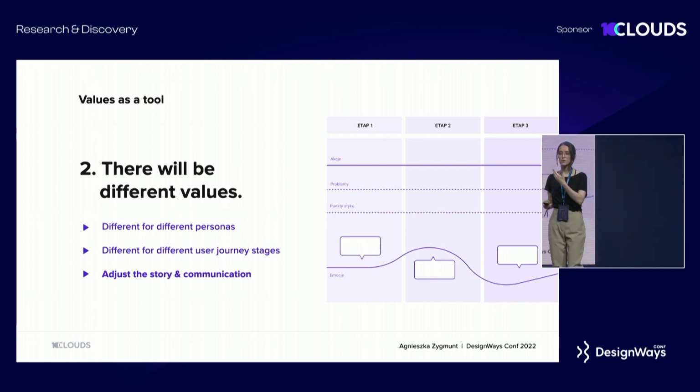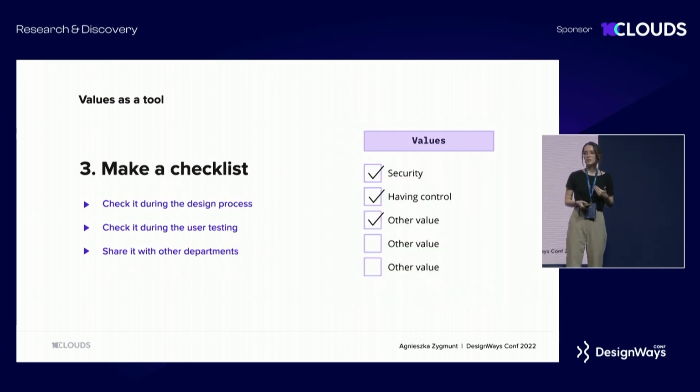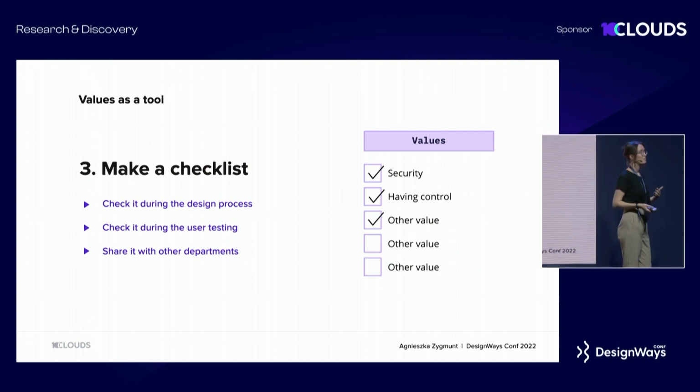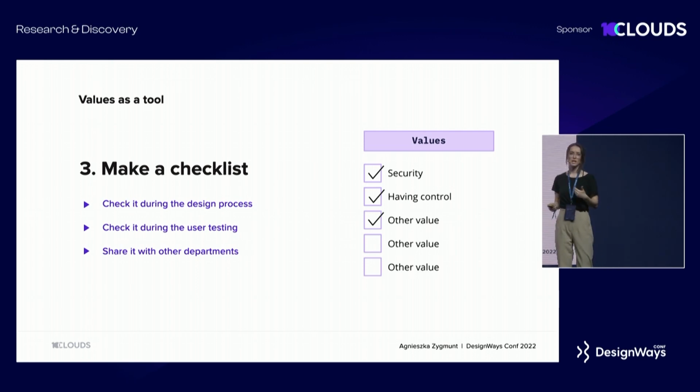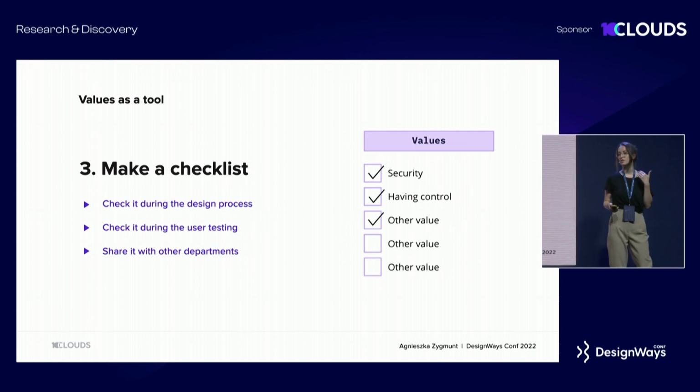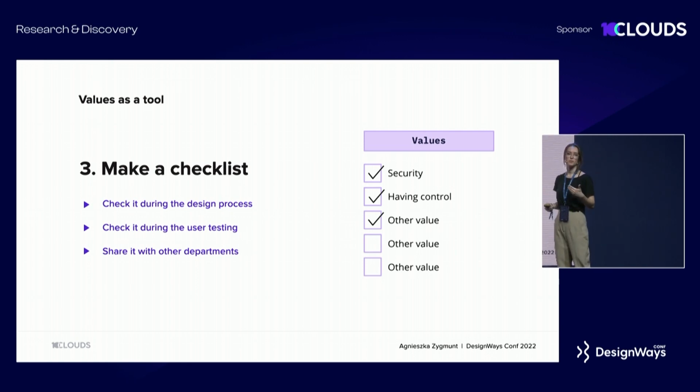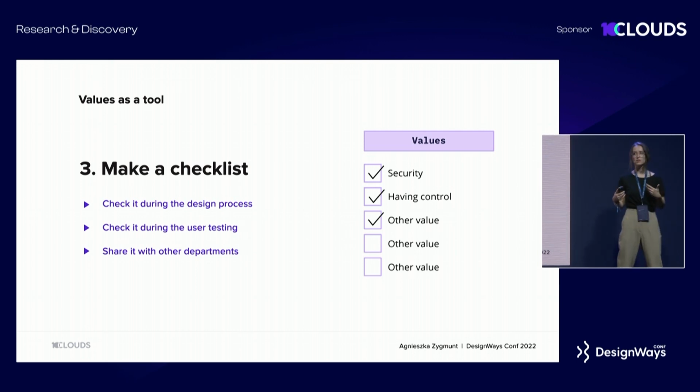And if you have everything, so you established this with the client, you know that there are different values, you have them, maybe even on the customer journey map, make a checklist. I know it's still really simple, but we are not doing this. If you know that you will be using these values all the time, just make a checklist to be able to check it during the design process, during the user testing, just to be sure that you are giving this value, and to be able to share this with other departments, because we are not working in space, we are working with each other in the company.